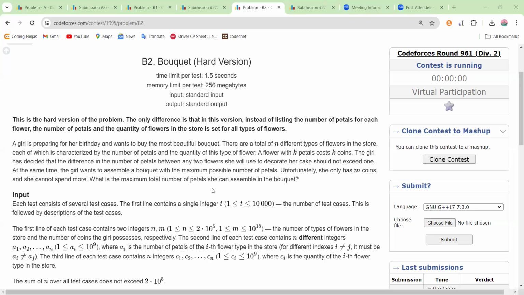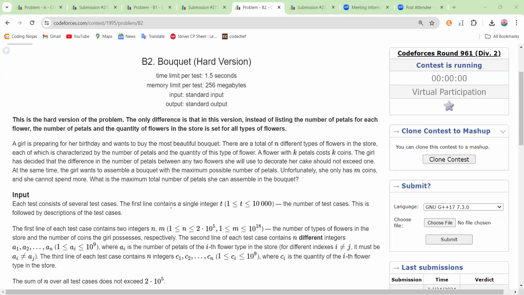A girl is preparing for her birthday and wants to buy the most beautiful bouquet. There are a total of n different types of flowers in the store, each of which is characterized by the number of petals and the quantity of this type of flower. So a flower with k petals costs k coins. The girl has decided that the difference in the number of petals between any two flowers she will use to decorate her cake should not exceed 1. So the constant remains the same. At the same time, she wants to assemble a bouquet with the maximum possible number of petals. Unfortunately, she only has M coins and she cannot spend more. So the question is, what is the maximum total number of petals she can assemble in the bouquet?